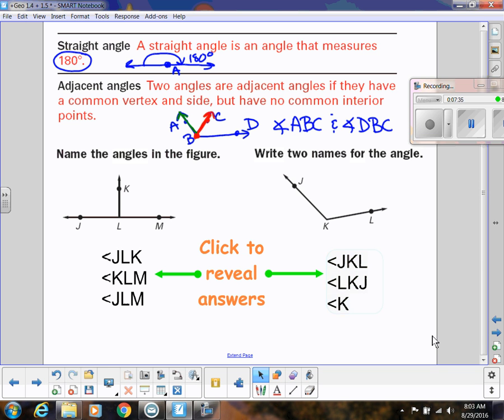And then over here, we have three names. These are all three ways you can name that one single angle. So make sure you're okay with that. If not, make sure to ask about it in class.